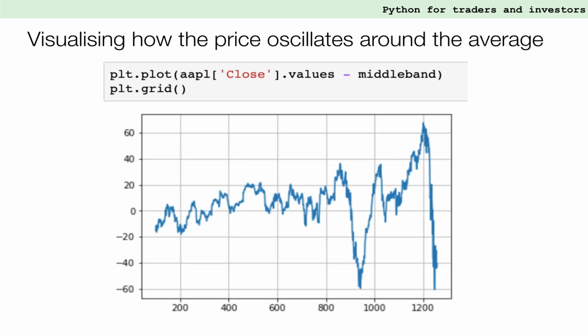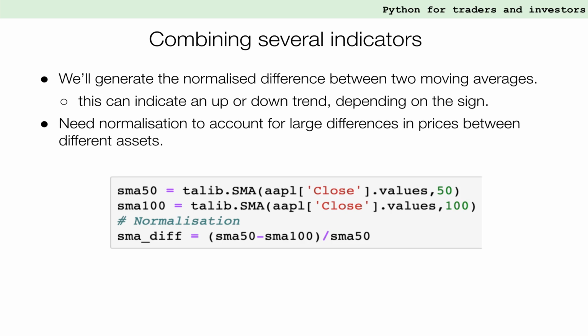A nice way to practice working with TA-Lib is to visualize the oscillation of the price around the mean, as shown here. In times of crisis, these price deviations become very large indeed. In many cases, a single indicator will not yield good results on its own, but it is easy to combine indicators with many types of mathematical functions.